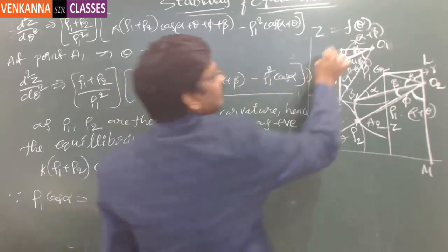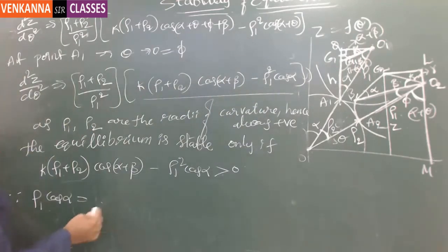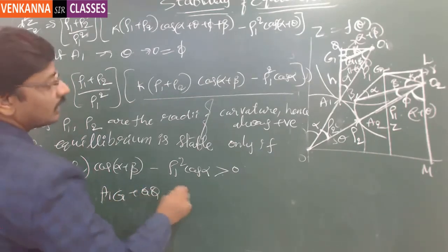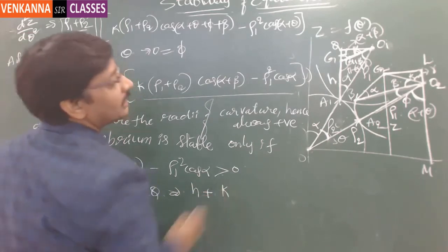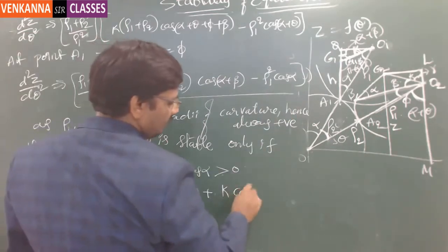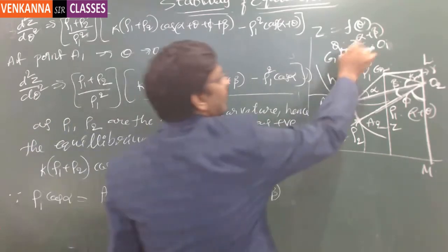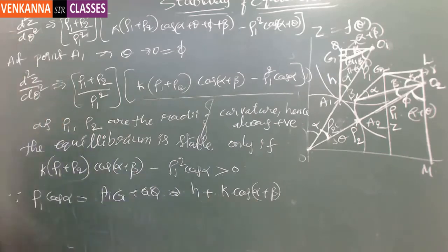So I call this as Q. So rho 1 cos alpha is equal to A1G plus GQ. A1G is h, plus GQ is k times the cos of the exterior angle, alpha plus beta. So this exterior angle is alpha plus beta. So k times cos of alpha plus beta plus h is equal to rho 1 cos alpha.